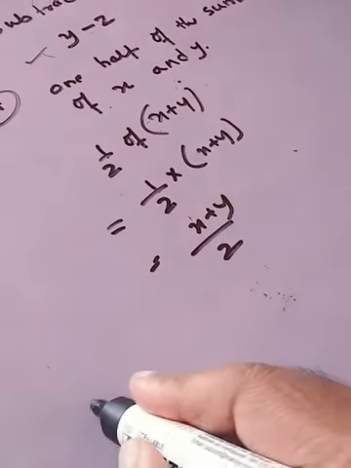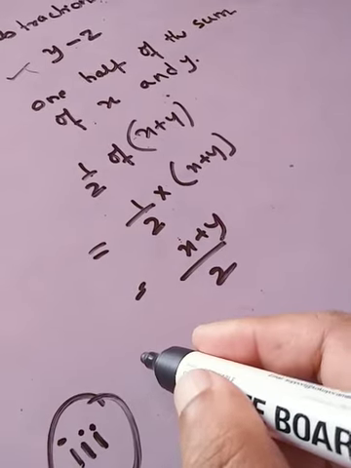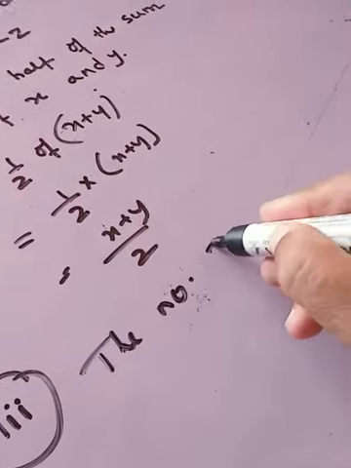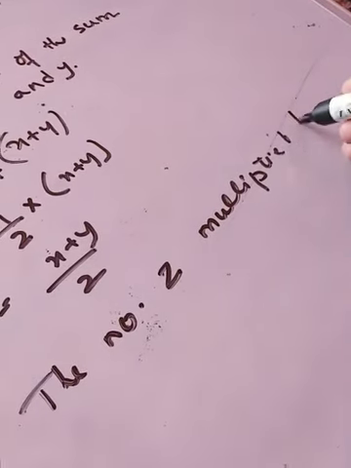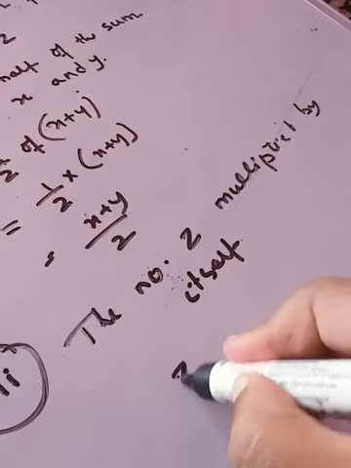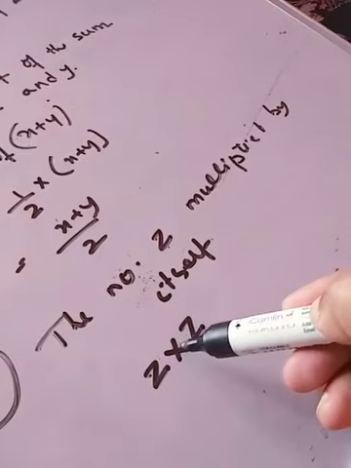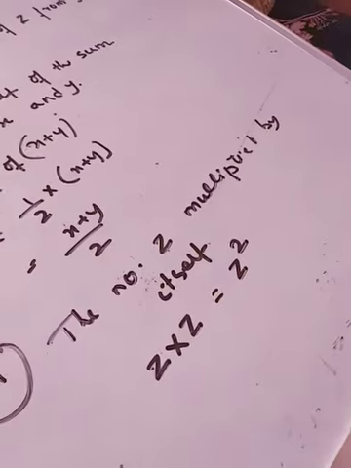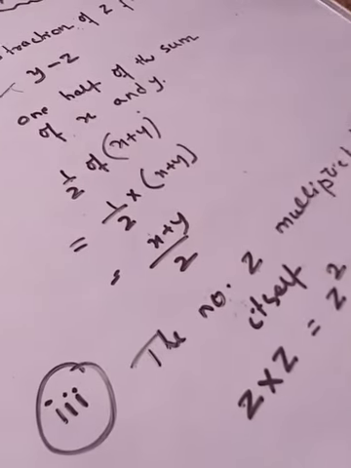Now let's do sum number 3. Sum number 3 is the number z multiplied by itself. If you multiply z with z, that is z into z. So the answer would be z to the power 2. How many z are there? 2. That is the reason I have written z square. So this is the solution of sum number 3.